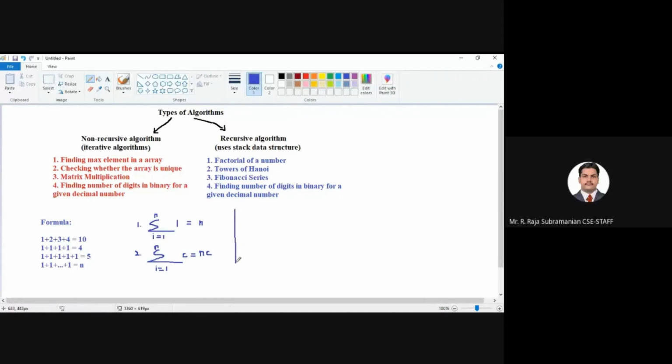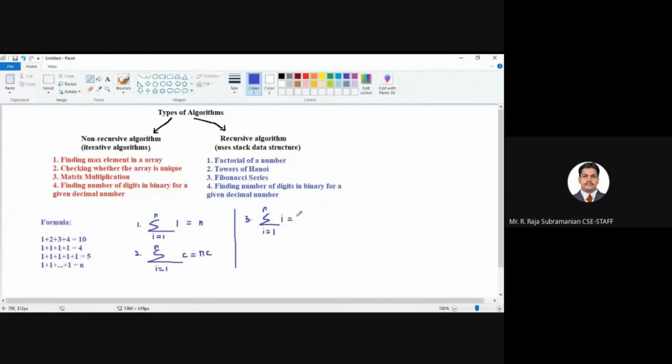The third one is slightly different. Same summation, i equals 1 to n, but I put i inside. If I put i inside, what will come? What is the i value now? i equals 1, next i equals 2, next i equals 3, like that it will go.